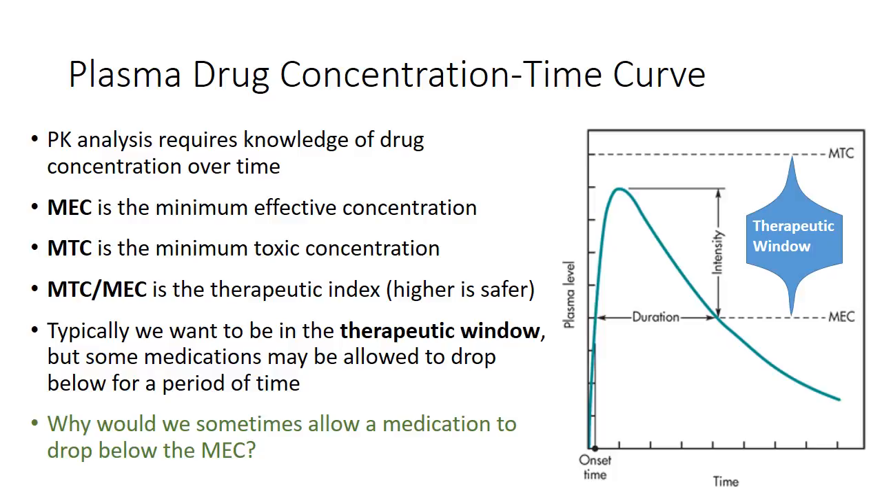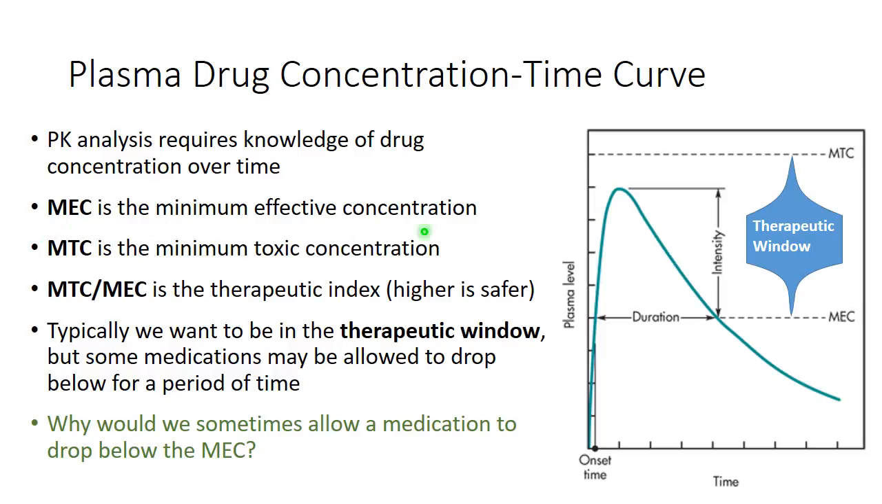Throughout pharmacokinetics, we're going to see these curves, usually a plasma level versus time curve. The plasma level just means plasma concentration. The PK analysis requires knowledge of drug concentration over time. I mean, the entire lifeblood of pharmacokinetics is the ability to plot something and then generate some kind of mathematical relationship or equation based on that.